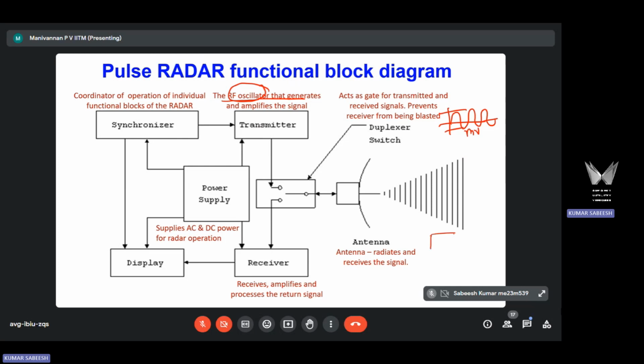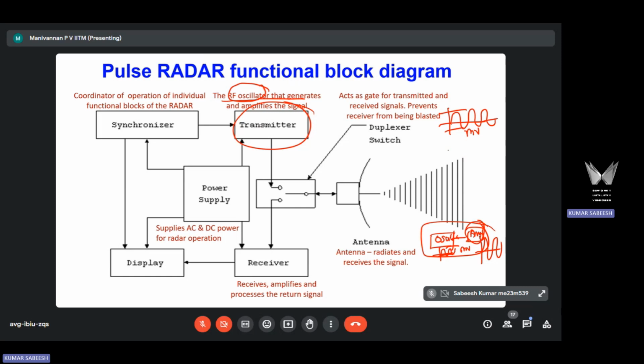Actually, the transmitter consists of two parts. One is called the oscillator circuit. Then it has an amplifier circuit. Together, it is called the transmitter. So here, it generates a sinusoidal wave whose amplitude is in millivolts, and it should be amplified to a bigger waveform. For that, you use an amplifier. Together, it is called the transmitter. The transmitter circuit generates the waveform.